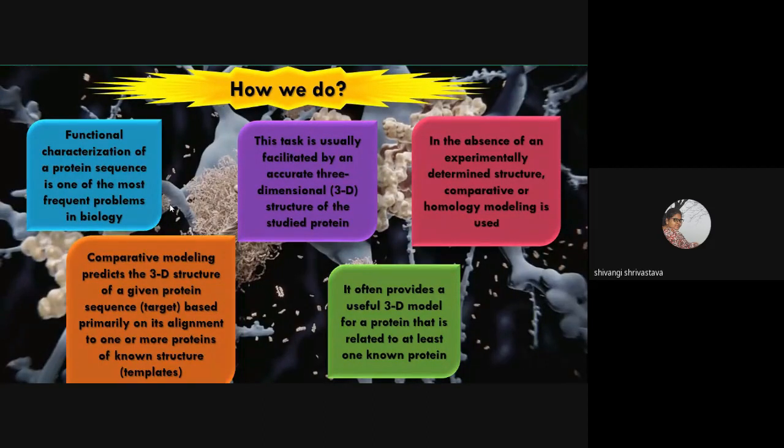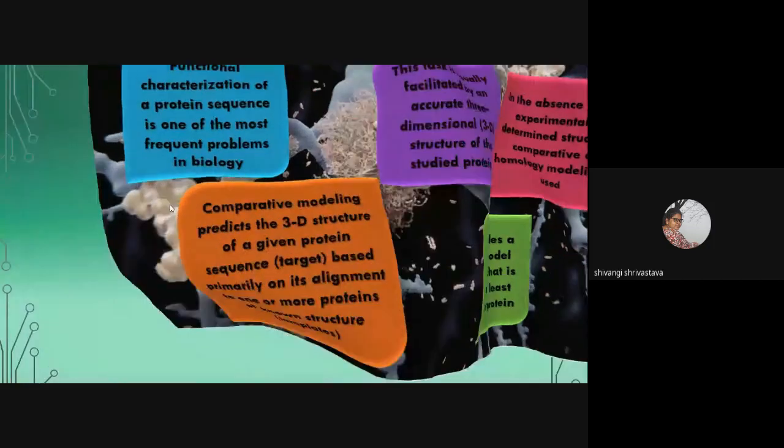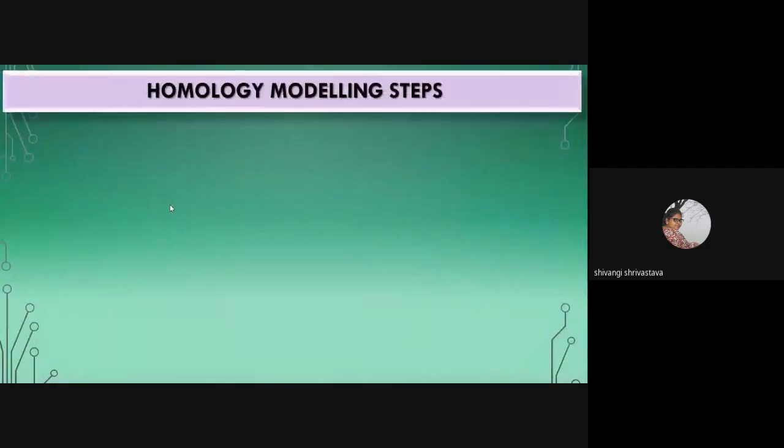So we can say that this is a target protein from which we have to design, based primarily on its alignment to one or more proteins of known structure. We will call this a template. We use a template for producing, for designing a protein. For all that, there are some steps which take place in homology modeling. These are the basic steps taken by many of the software tools we are going to use.